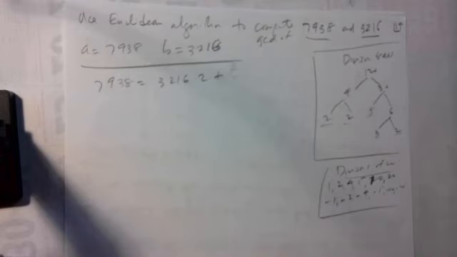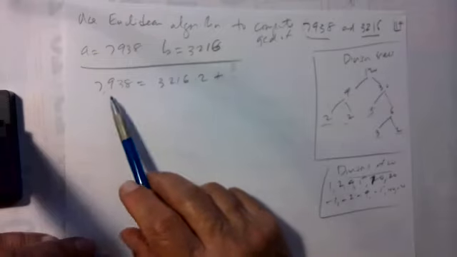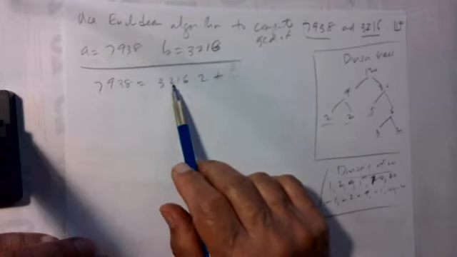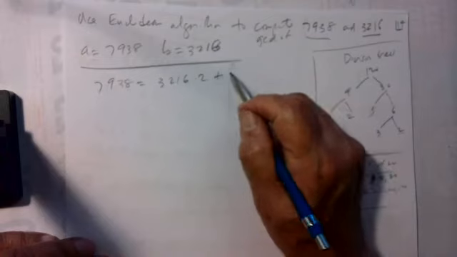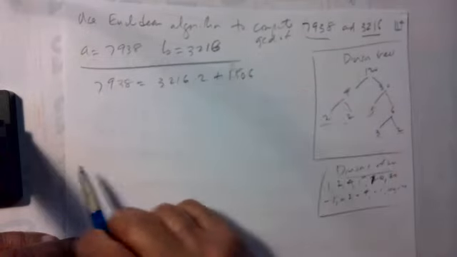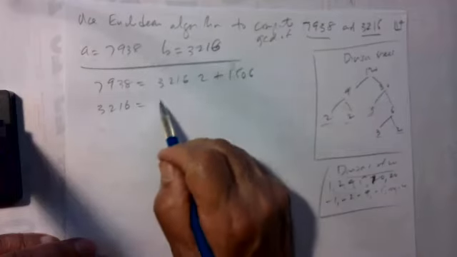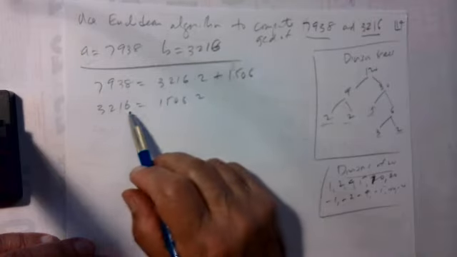Did anyone calculate this? 6. Sorry? I just didn't hear what you said. 6. All right. Well, let's see. If I divide 3,216 into this, this is 6,432. So I think the remainder is 1,506? Yes. Okay. And then I take 3,216 and divide by 1,506, that goes twice. This is 3,012.